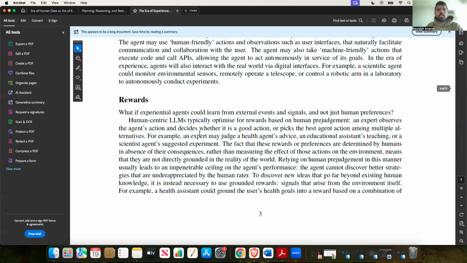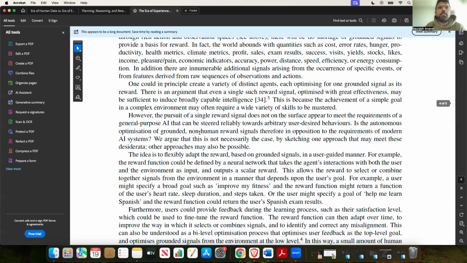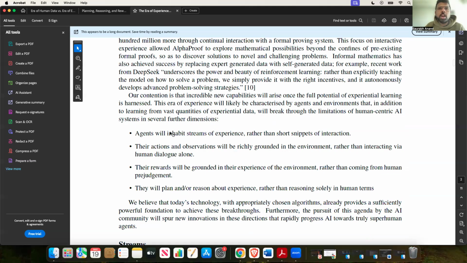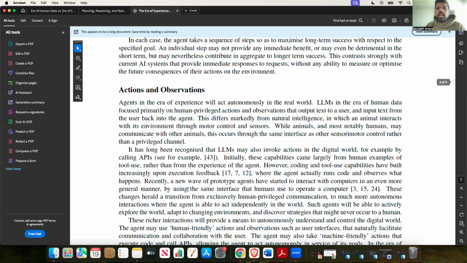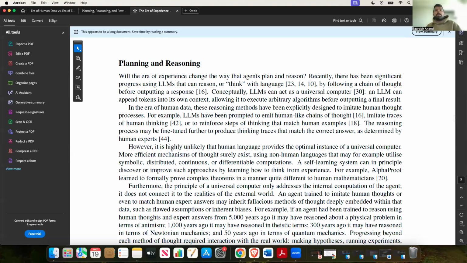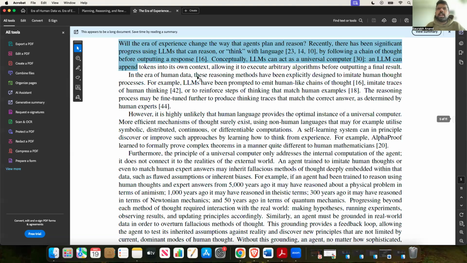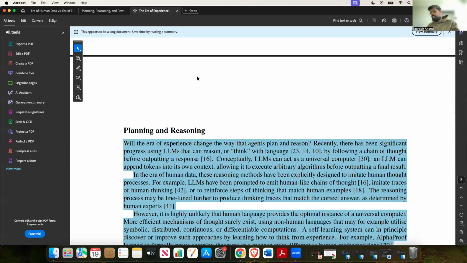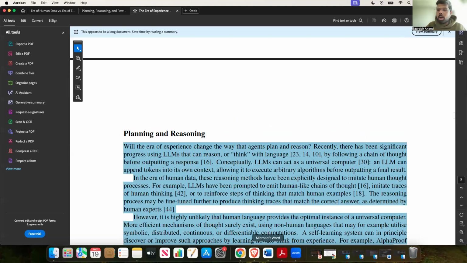Now let us move to another section of the paper. After streams, action and observation, and rewards, we come to planning and reasoning. How will planning and reasoning look in the era of experience? So now we are in the planning and reasoning section, where the question is how the era of experience will change the way agents plan and reason. And we've already seen a teaser of it, because if you look at ChatGPT or Claude, you can see the model thinking. But what is that thinking based on?